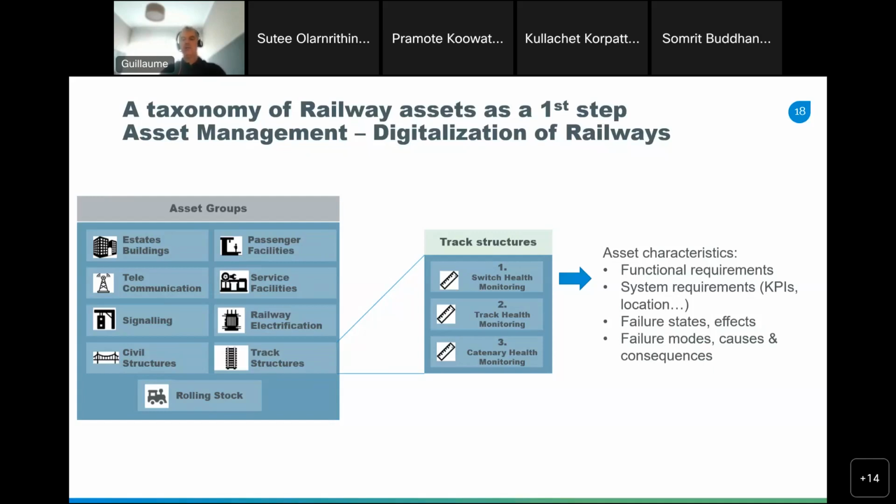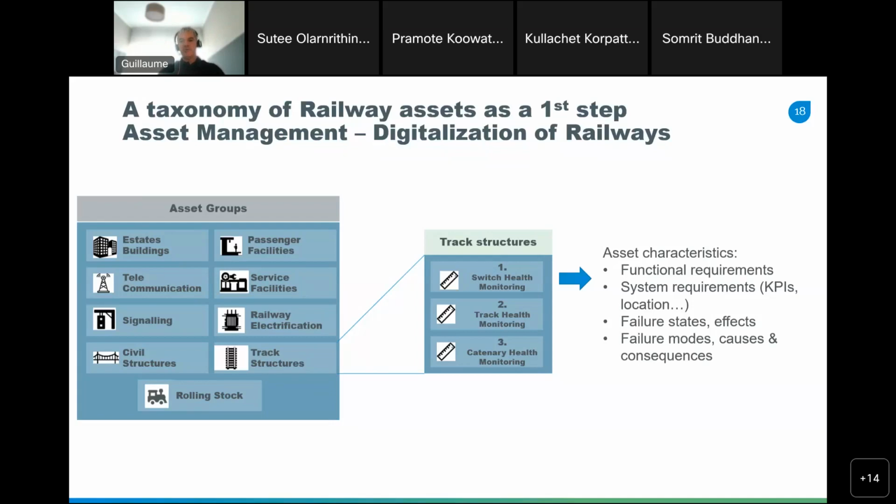And for each and every asset of these groups and taxonomy, we will have to define the characteristics, including the functional requirements, system requirements, including performance requirements, and some kind of localization of the assets also for sure. This one is mostly important for infrastructure. For onboard, it's more or less to identify in which locomotives and trains the assets are embedded. Then on the asset characteristics, you will have to define the failure states, which is about effects, and the failure modes, which is about causes and consequences.